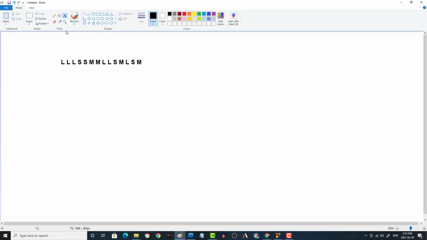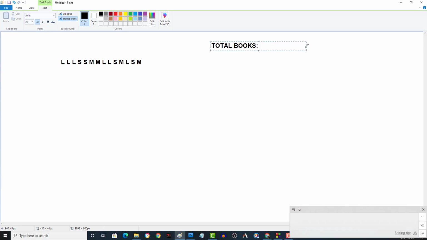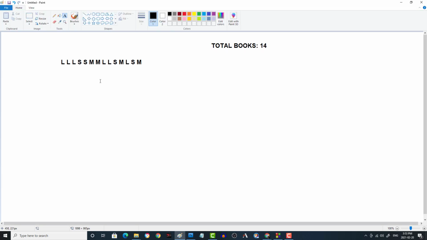All right, so now what we can do is look at this and say, well, first of all, how many total books are there? We can see how many total books there are just by counting them, but I think it will be given to you as a parameter in the problem. So we got 1, 2, 3, 4, 5, 6, 7, 8, 9, 10, 11, 12, 13, 14. Okay, so I've got 14 books total.